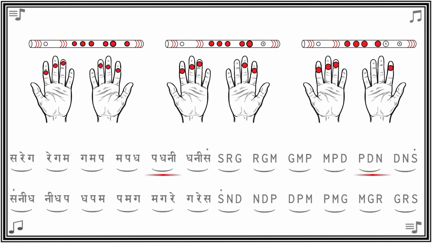Pa dha ni. Dha ni sa. Sa ni dha. Ni dha pa. Dha pa ma. Dha pa ma. Dha pa ma. Dha pa ma. Dha pa ma.